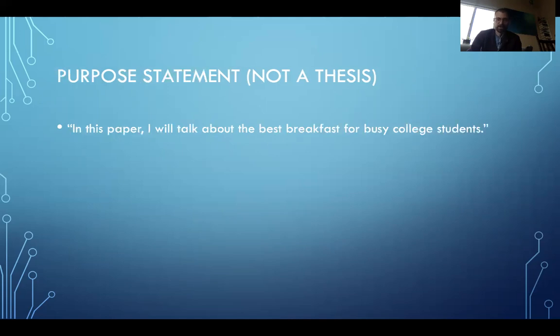This example is a purpose statement. In this paper, I will talk about the best breakfast for busy college students. This happens sometimes where students confuse a purpose statement with a claim. In a claim, you have to be arguing something. The only thing argued in this sentence is what the writer is going to talk about. They're arguing that they're going to talk about the best breakfast food. And that's not really the type of debatable, argumentative claim that we're looking for in a thesis. So this is a purpose statement. You don't need one of these in your paper, and in fact, in an argument paper, you shouldn't have one in the one that we're doing for this class. I just want you to have that clear thesis near the beginning.